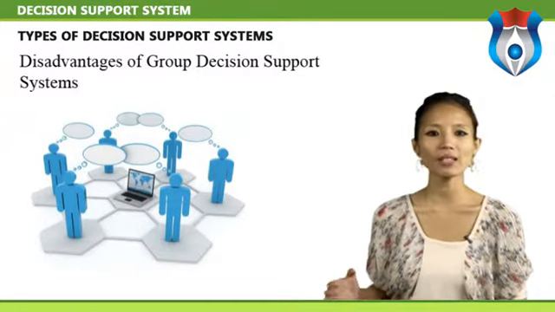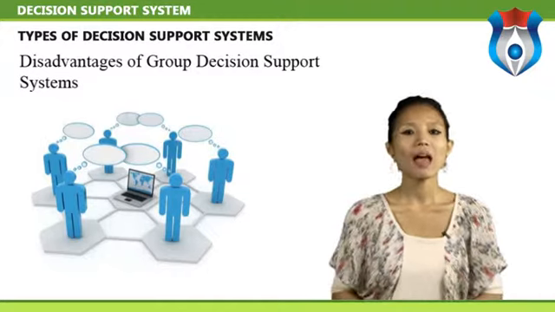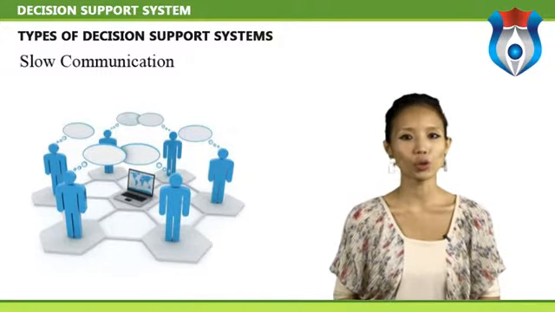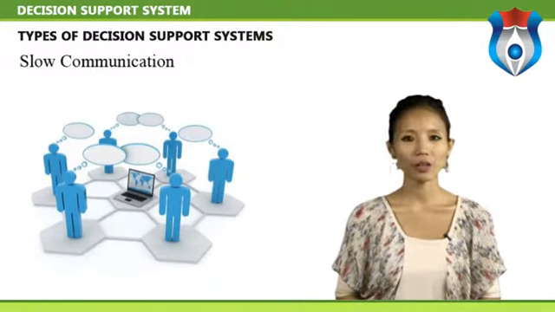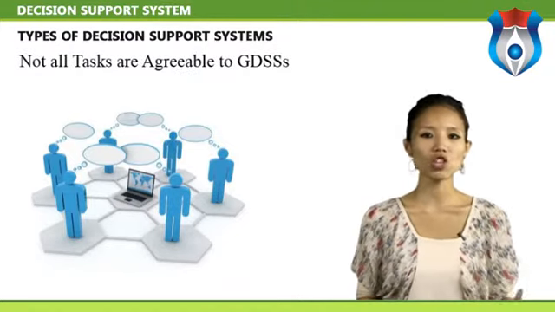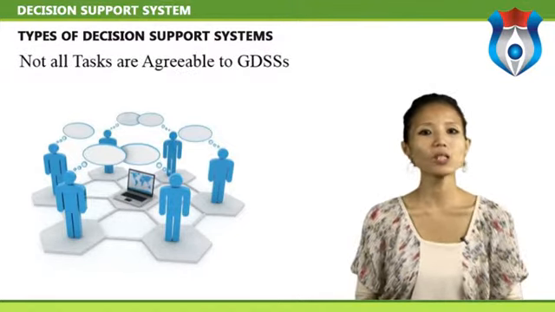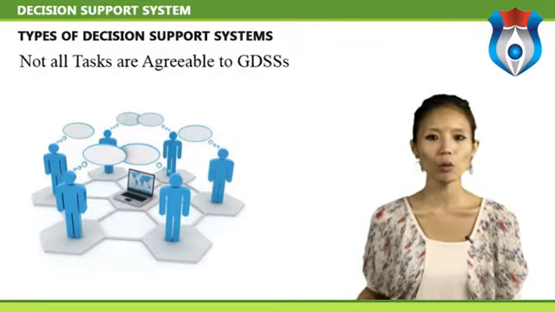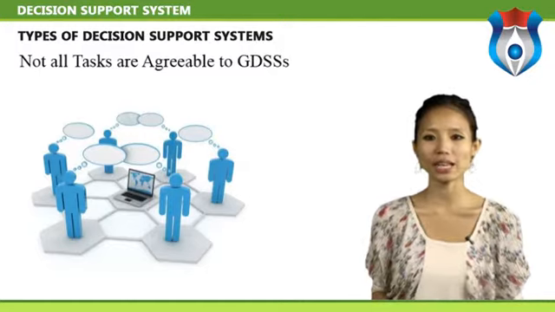There are some disadvantages to the technology, however, and they include slow communication. Most people speak much faster than they type and thus would usually prefer a verbal environment, other things being equal. Not all talks are agreeable to GDSS. Group meetings which involve one-to-many communication, for example, a leader lecturing to the group, would not benefit from a GDSS.